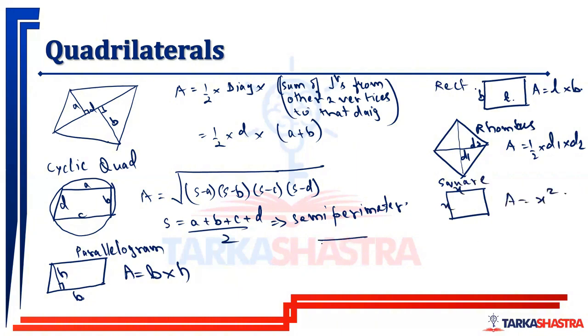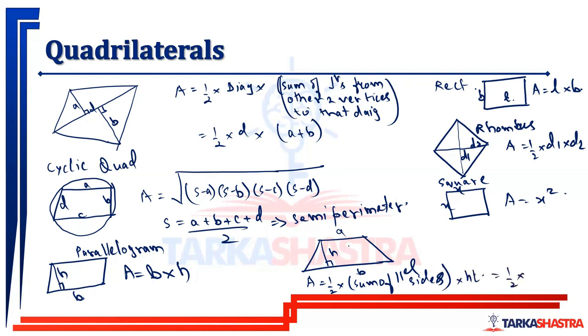Then you have a trapezium, let us say AB, and this is the height. Area of a trapezium is half into sum of parallel sides into distance between the parallel sides, or height. So it is half into (a plus b) into height, which is h. Okay, so these are our areas of quadrilaterals.